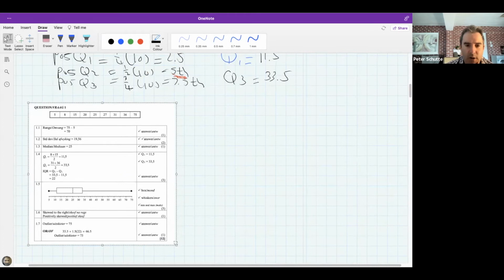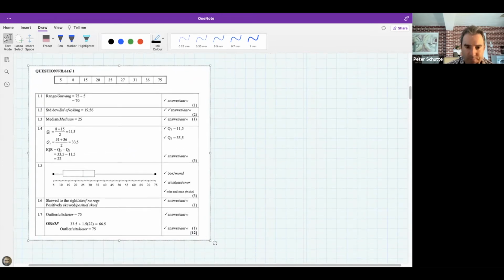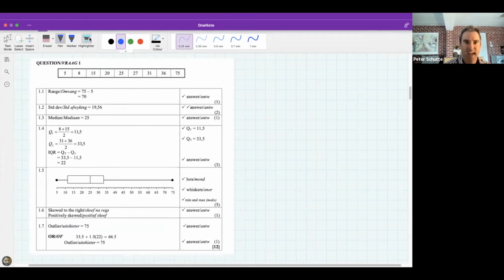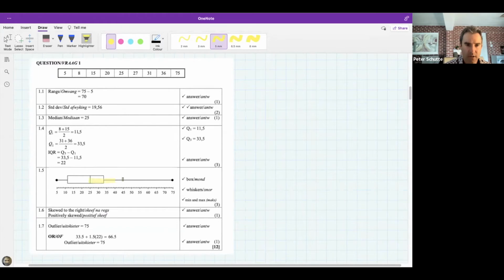So our box and whisker plot should look like this. There's a very big sort of tail going to this side. So the upper 50% is much more spread out than the lower 50%. And so the box and whisker should look like that. And we say that that is skewed to the right or positively skewed. And now we have to ask ourselves, if there's going to be an outlier, it's going to be up here. And so how do we check if the maximum value 75 is an outlier?